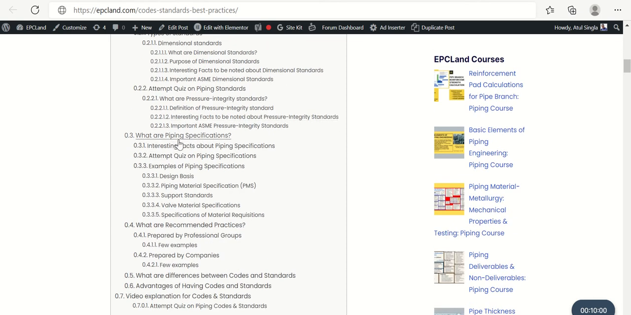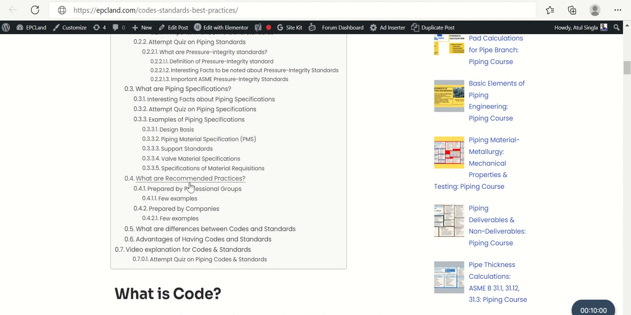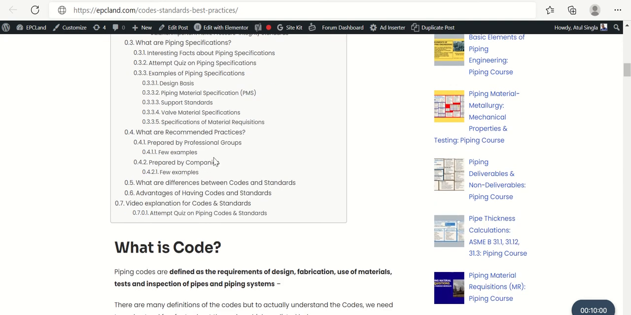Then we'll look into what are piping specifications, few important facts. There is again a specific quiz link for this section. Then we'll look into few examples. Then we'll look into what are recommended practices, especially for piping engineering field, and we'll look into few examples also. Then in the end we'll see what are the basic differences between codes and standards and what are the advantages of having such codes and standards.